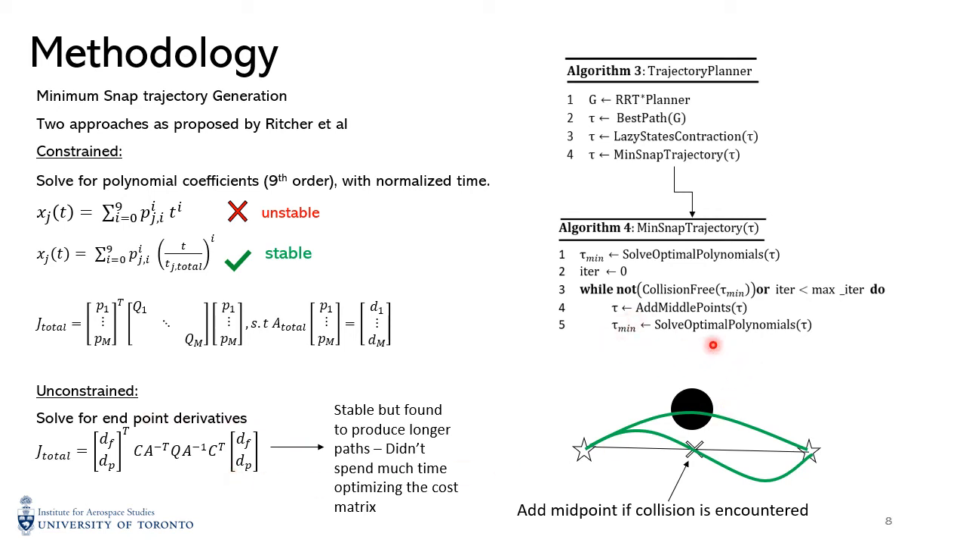So finally, this is the algorithm for generating the minimum snap trajectories. Essentially, we start by generating the trajectory from the original path generated from RRT star. And if we encounter a collision, then we add a point along the straight line between the original points and keep repeating that until a maximum iteration is reached or a collision-free path is found.